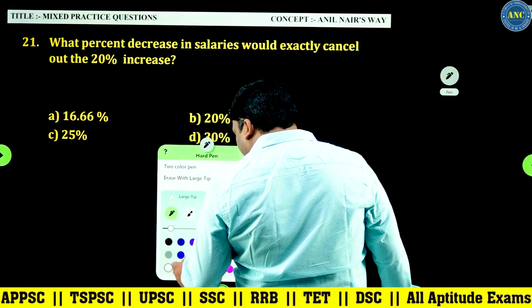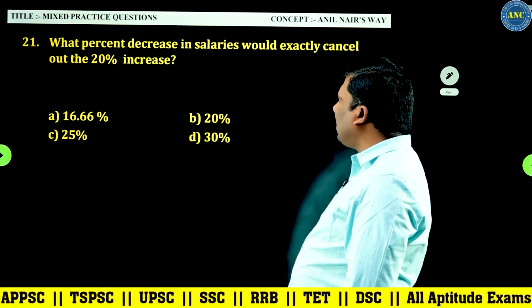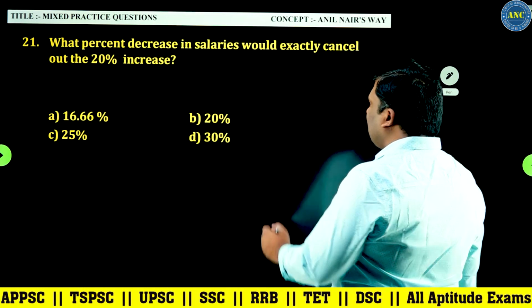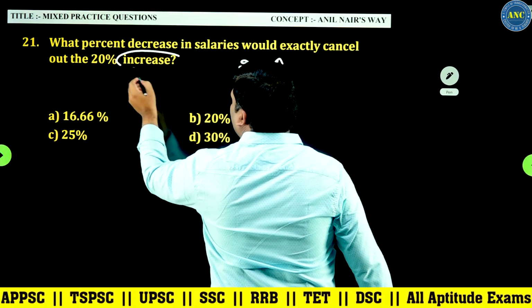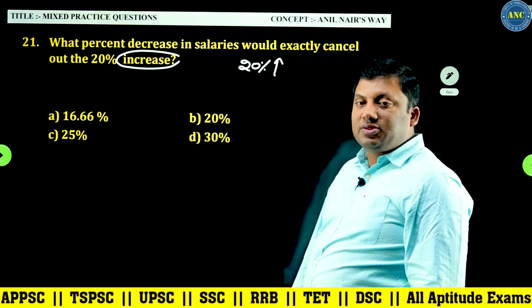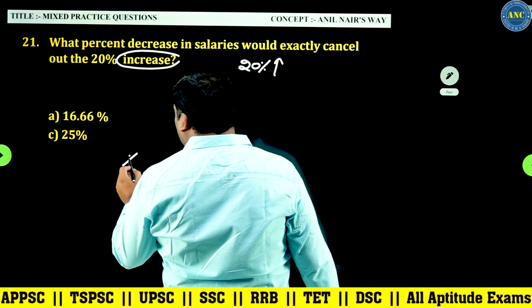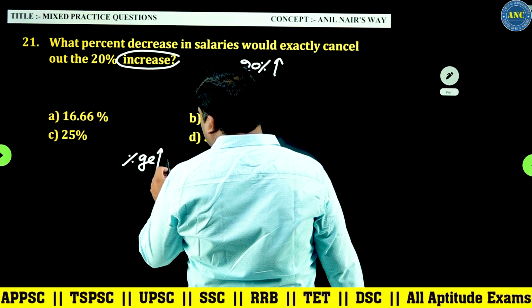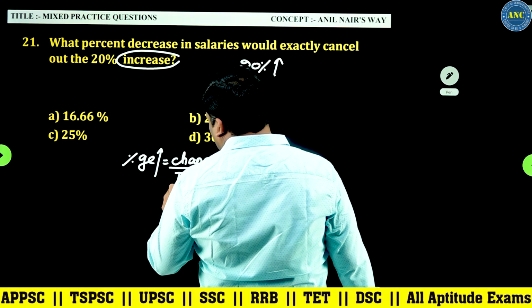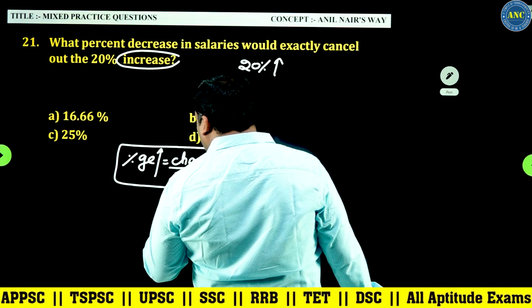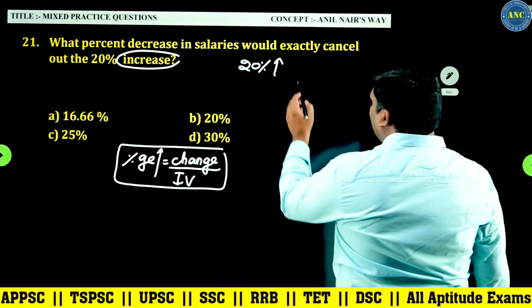Next, 21st question. Read the question. What percentage decrease in salaries would exactly cancel out the 20% increase? This question is based on percentage increase. There is a difference between percentage and percentage increase. Percentage increase is given by change on initial value.